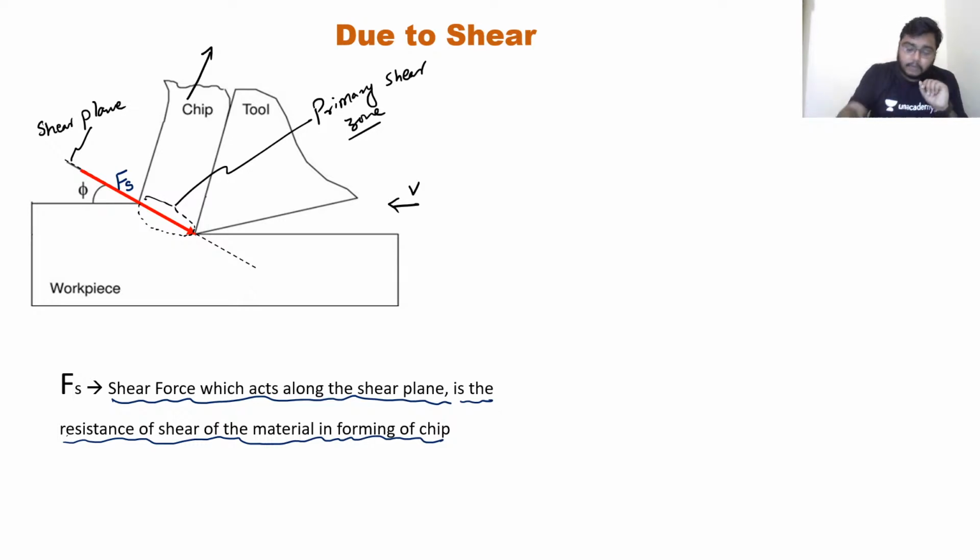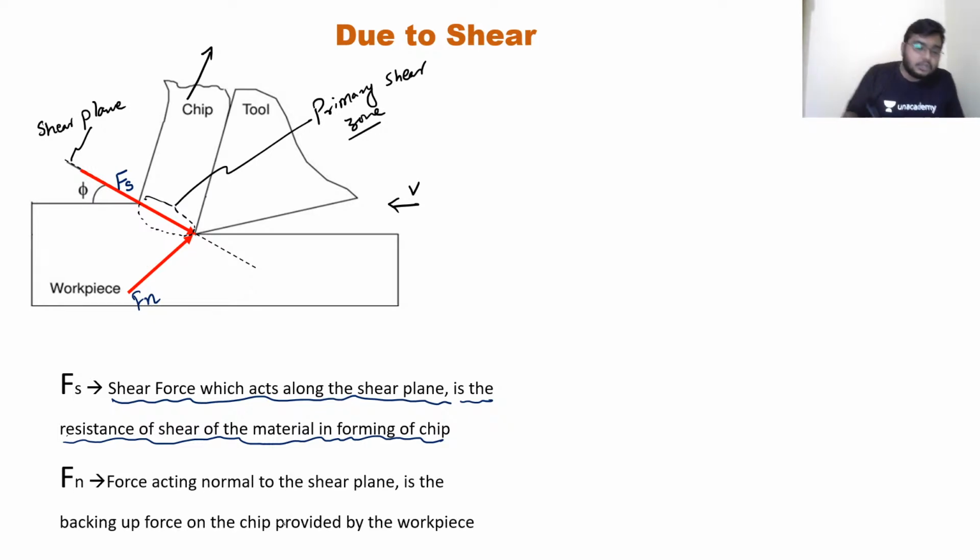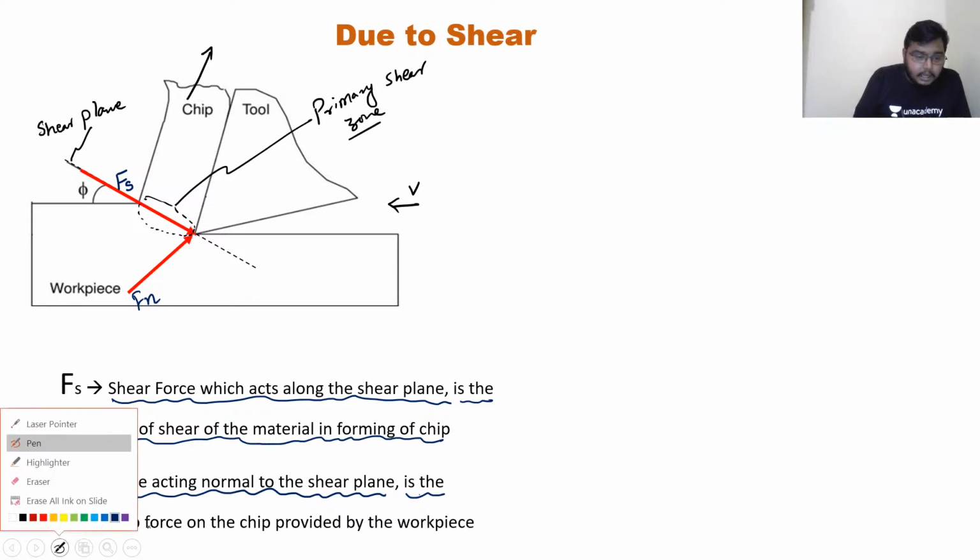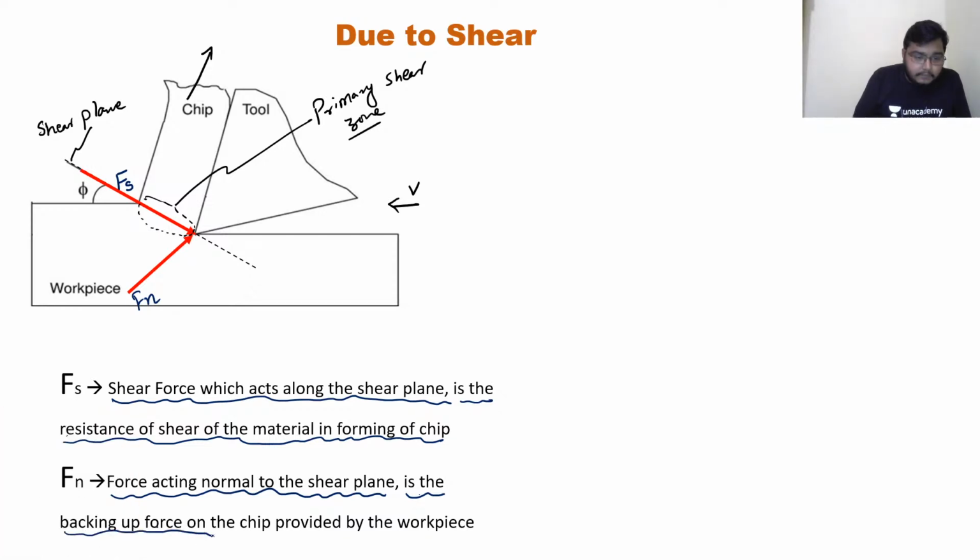Clear, sir? Now, next is your reaction force, that is Fn. So this is your normal force Fn, which is acting on the shear plane. Fn is the force acting normal to the shear plane, and this is the backing up force on the chip provided by the workpiece. I hope this is clear to you.